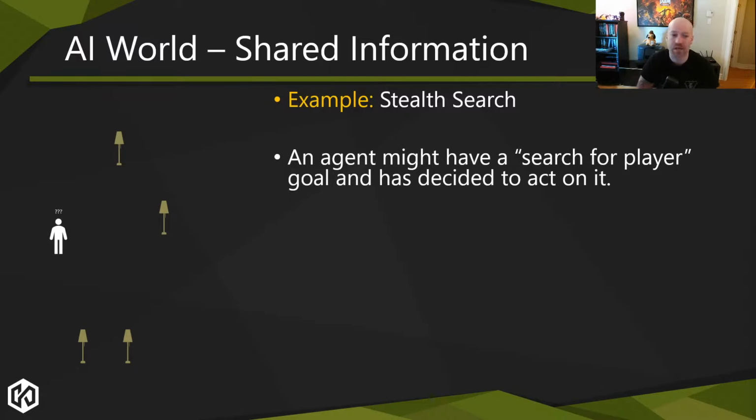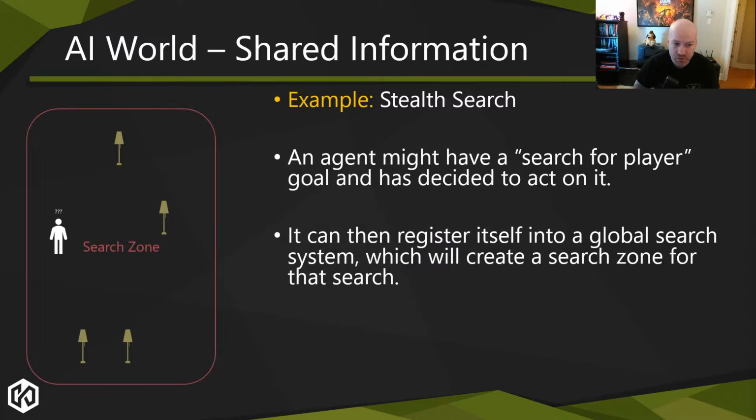So we might have a behavior that's like, hey, I need to search for the player. I was chasing him, they've disappeared. I don't know what to do. Let me try find him. So we have an agent, they're looking through the environment. We might then generate a search zone, which is within the AI world. There might be a search manager or something else like a search zone system. We basically said, hey, a search has been started. This is the area of the search.